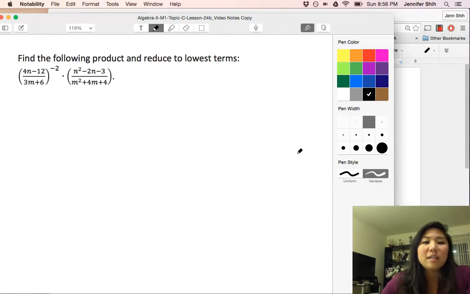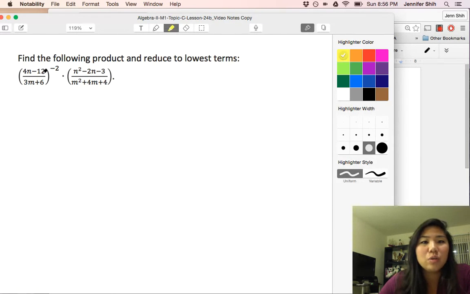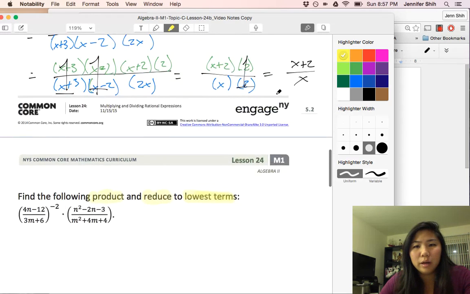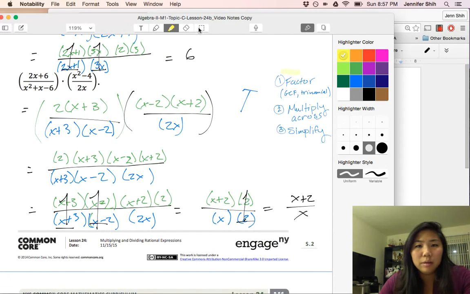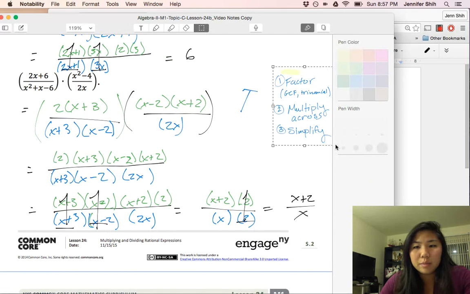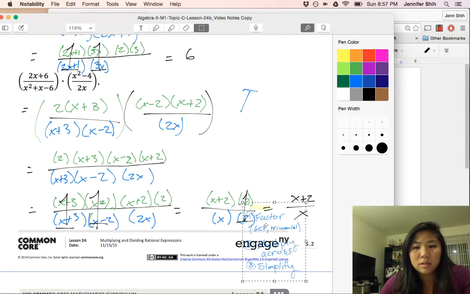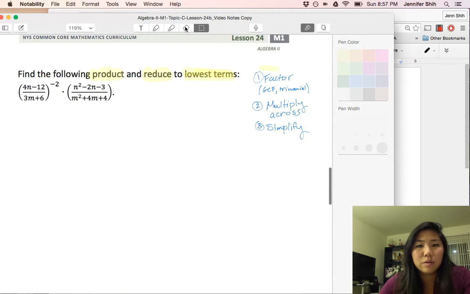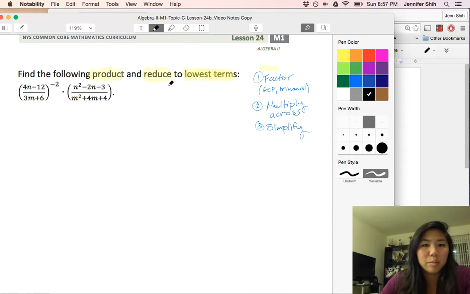So in our last example, our directions are to find the following product and reduce to lowest terms. So again, we're going to find the product, and then we're going to reduce to lowest terms. I'm just highlighting what I think are important words that I should take from this. I'm also going to bring our little steps with us. Okay, so back to this example.